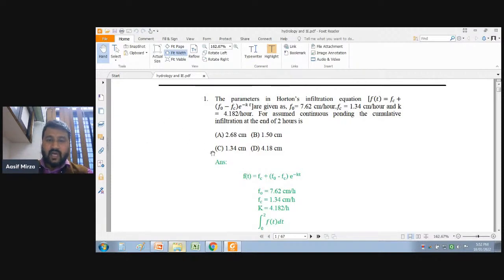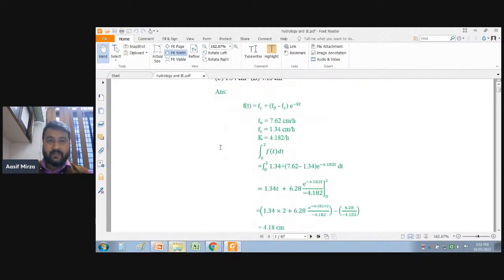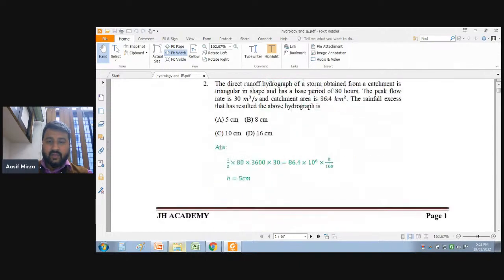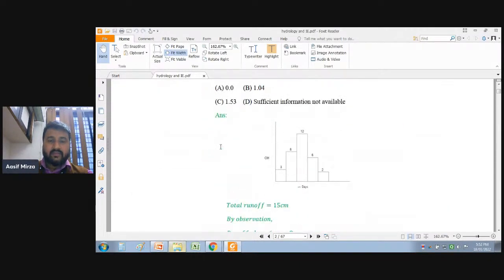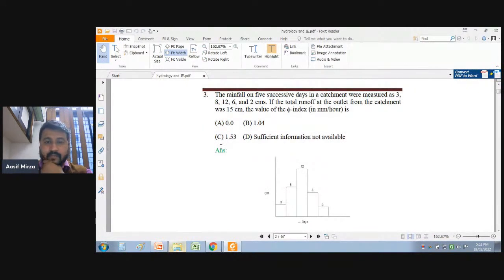So this type of question is asked in the GATE examination for hydrology and irrigation. This question is asked from the GATE question paper. The rainfall of 5 successive days in a catchment were measured as 3, 8, 12, 6, and 2 centimeter. If the total runoff at the outlet from the catchment was 15 centimeter, the value of the phi index in mm per hour is. So we have to calculate the phi index value, and the options are given as 0, 1.04, 1.53, and sufficient information is not available.